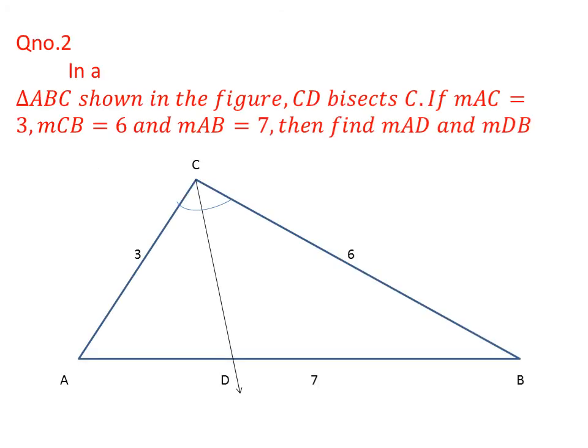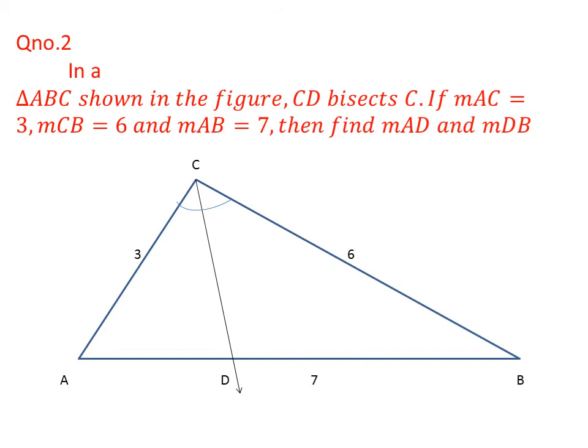Next is question number 2. In a triangle ABC shown in the figure, CD bisects angle C. If measure AC equal to 3 cm, measure CB equal to 6 cm and measure AB equal to 7 cm, then find measure AD and measure BD.